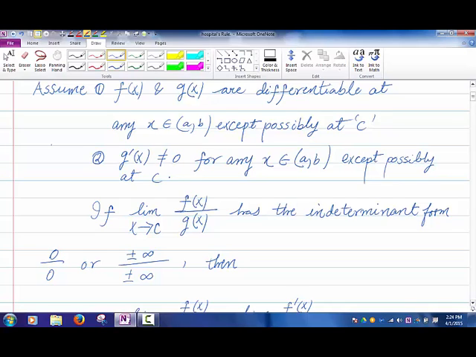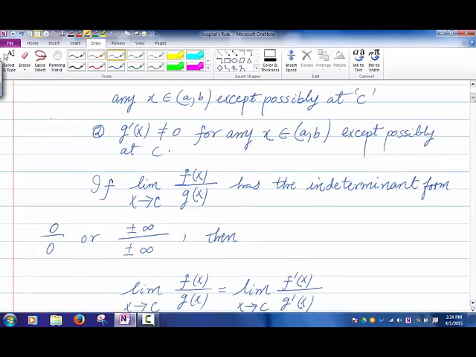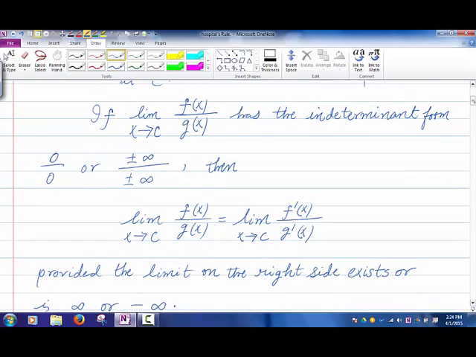Is that making sense? So, what is the conclusion of L'Hopital's rule? If I am looking at the limit of f of x over g of x as x goes to c, and the limit has indeterminate form 0 over 0 or infinity over infinity, then the limit as x goes to c of f of x over g of x is the same as the limit as x goes to c of f prime of x over g prime of x, provided the limit on the right-hand side is defined.